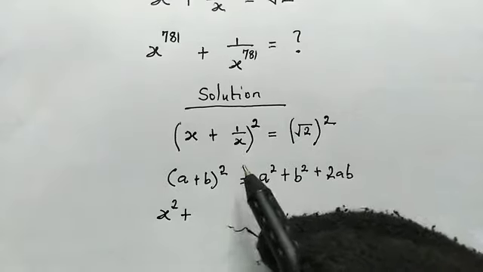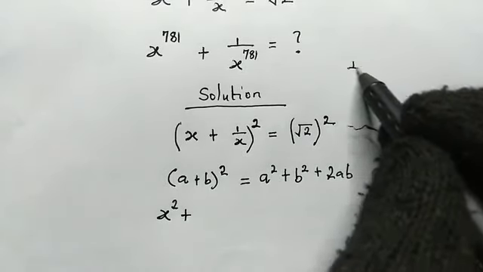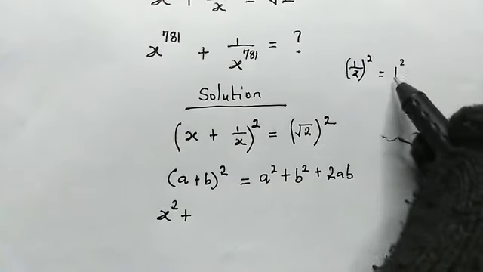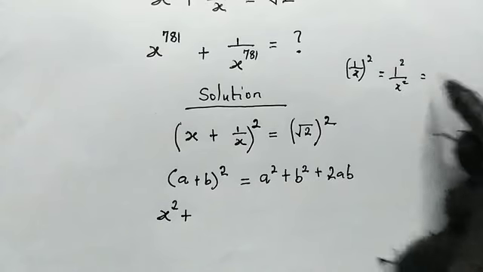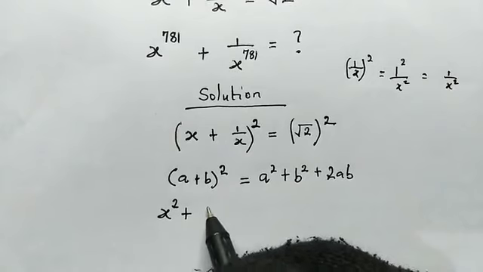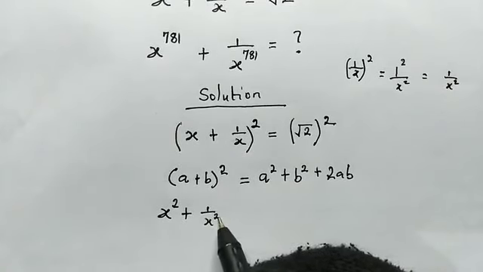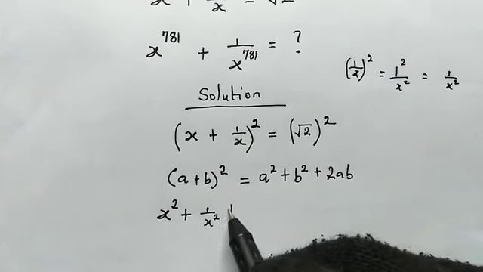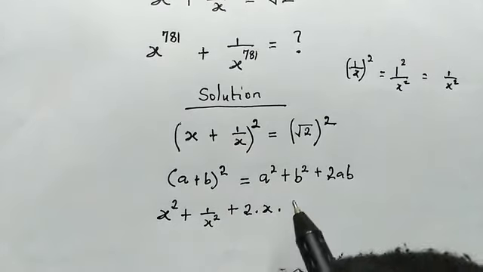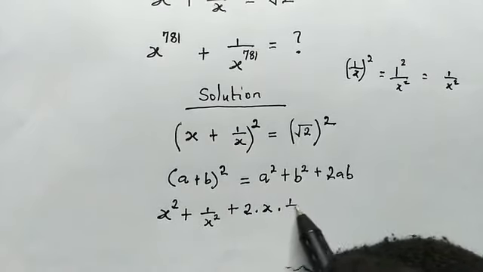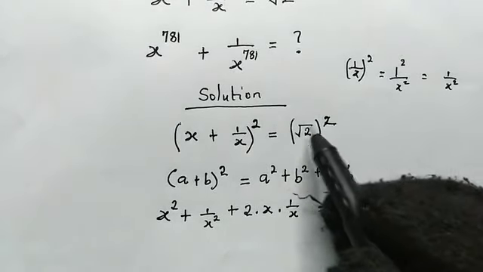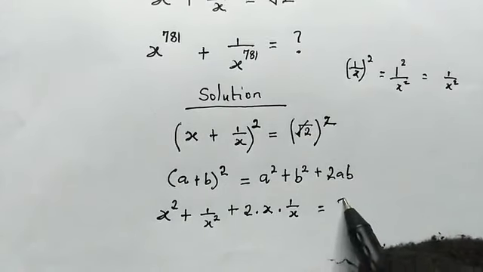Plus the second term squared. Remember, we have 1 all over x squared, which is same as 1 squared divided by x squared, which is same as 1 over x squared. So here we have 1 over x squared. Then here plus 2 multiplied by the first term x multiplied by the second term in the bracket, which is 1 over x. And here this equals root 2 squared, and the root sign we cancel. So we have 2.